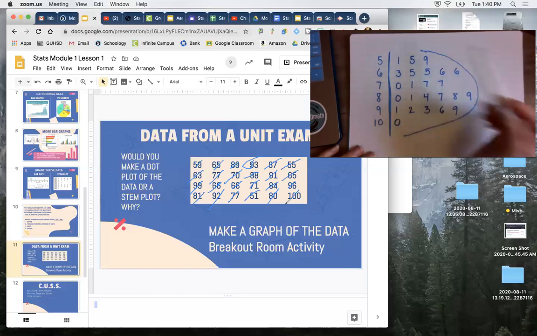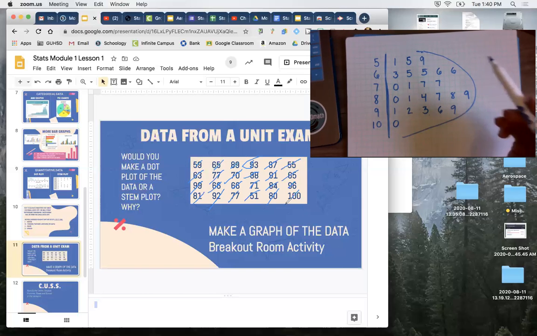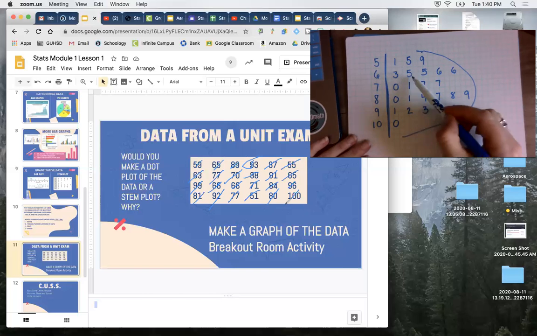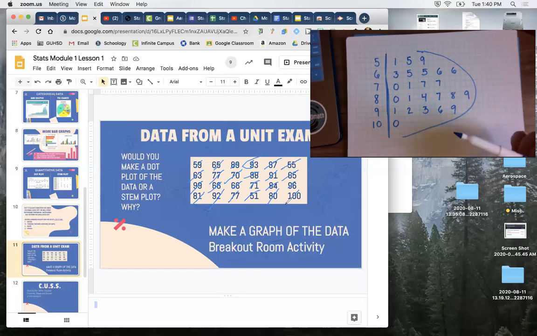Okay, so let's talk about center first. My center, there are actually 22 values here. Actually, 1, 2, 3, 4, 5, 6, 7, 8, 9, 10, 11, 12, 13, 14, 15, 16, 17, 18, 19, 20, 21, 22, 23, 24. I'm sorry, 24 values here.